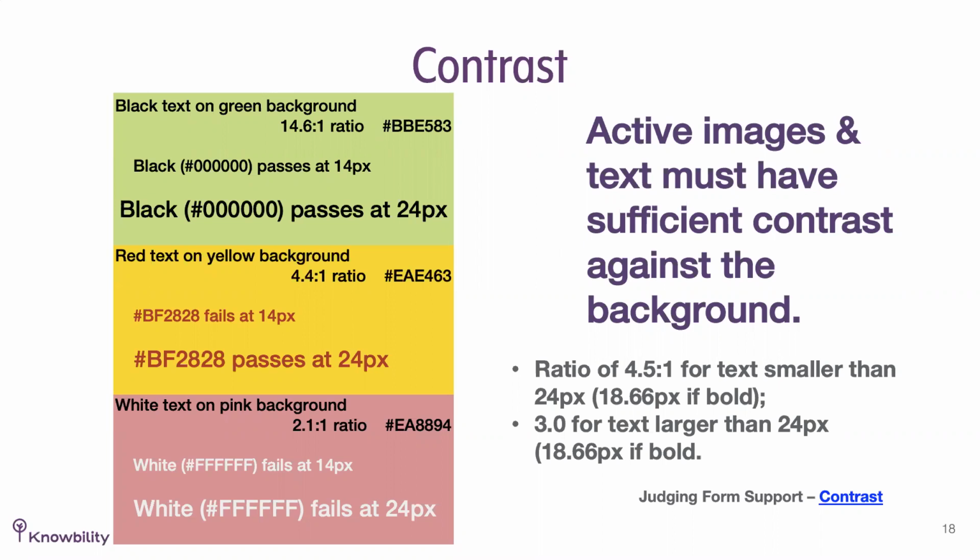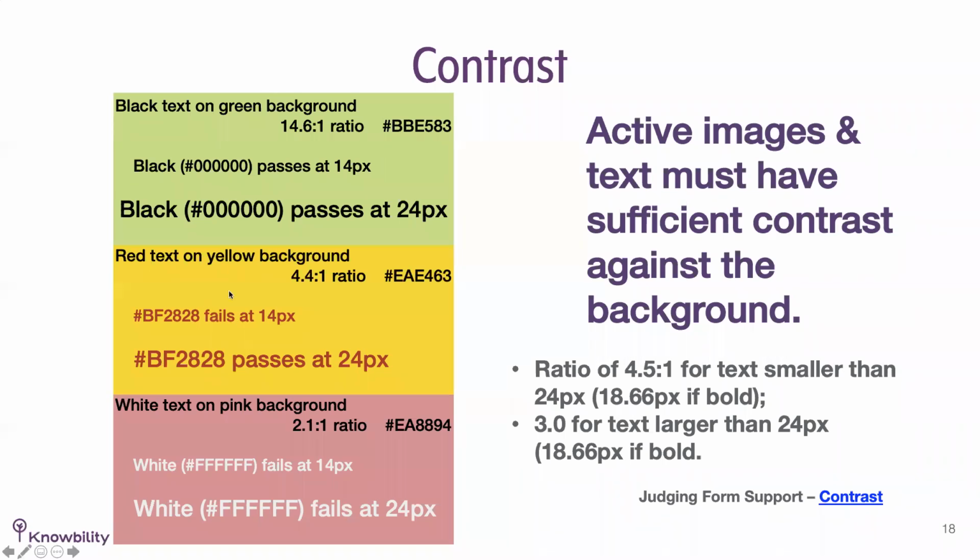So I've given you some examples on the left-hand side. I'm using black text on a green background, and that has a really good ratio of 14.6 to 1. So it passes at 14 pixels. Oh yeah, that slide's wrong. It should say 14 pixels, not 24 on the first one. And it passes at 24 pixels because it's way beyond 4.5 to 1.